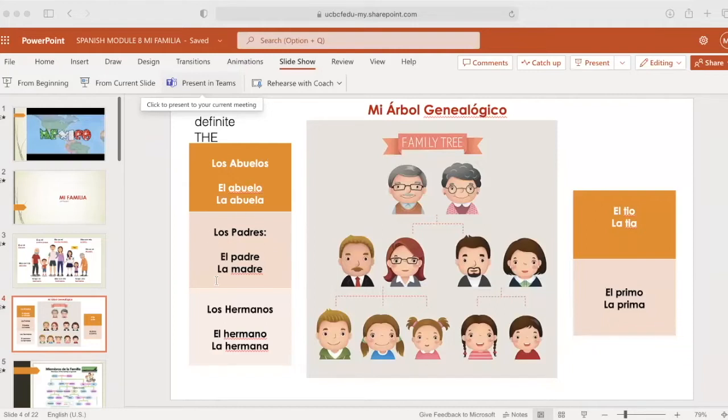We have here el padre, la madre. You already know this side. Okay, now let's go to this side naman. El tío and la tía. Okay, so who are these? Who is now tío and who is tía? Uncle. Okay, muy bien. And tía is aunt. Muy bien.